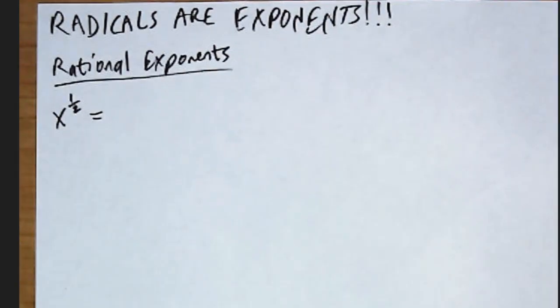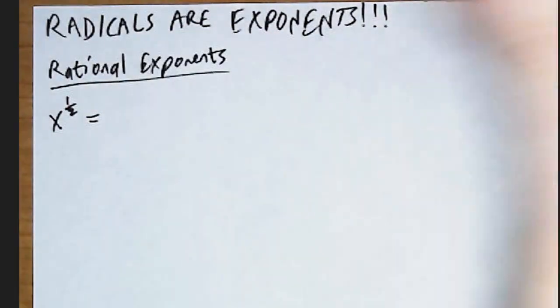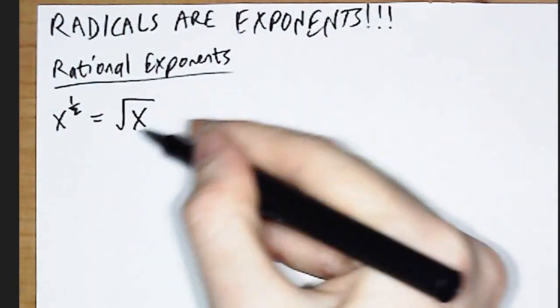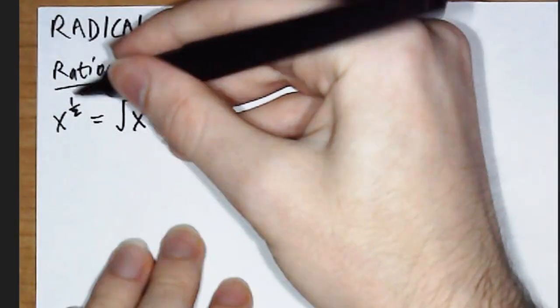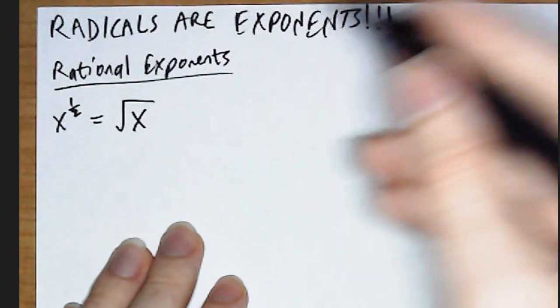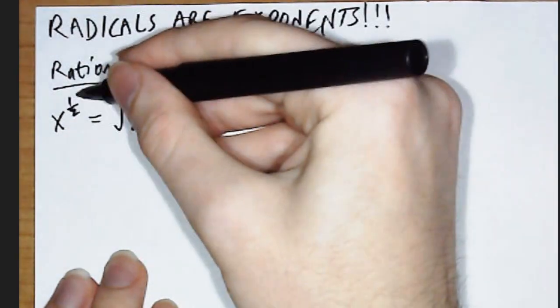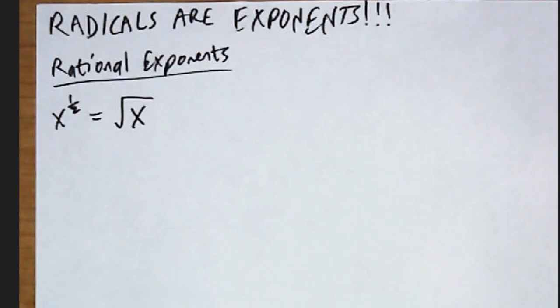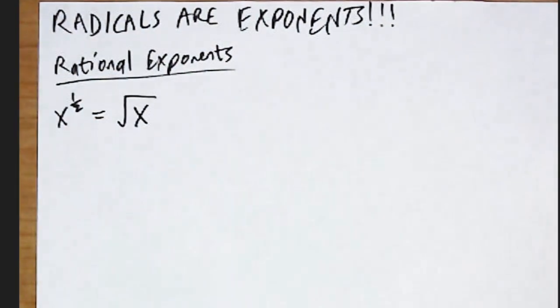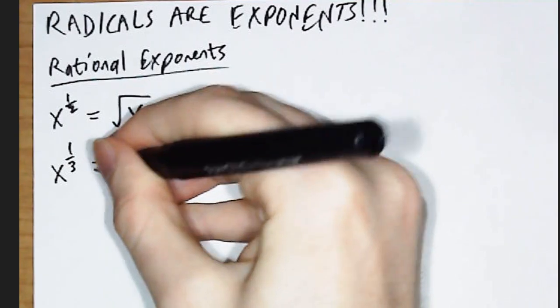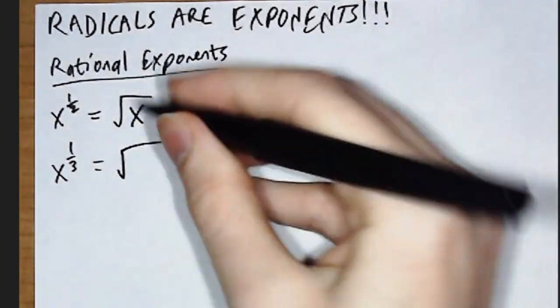Now, what this means is it's really the inverse of what we would think of with exponents. And so we have an expression that gives us a radical. A fractional exponent or a rational exponent is the same thing as a radical expression. So in this case, we have x to the 1/2, which is equal to the square root of x. These are equivalent. Next one is x to the 1/3, and this is equal to the cube root of x.